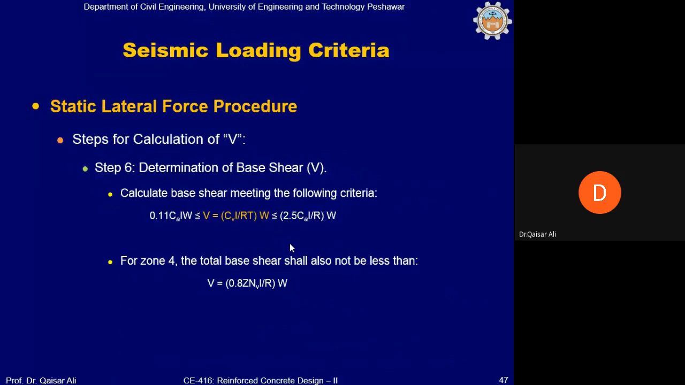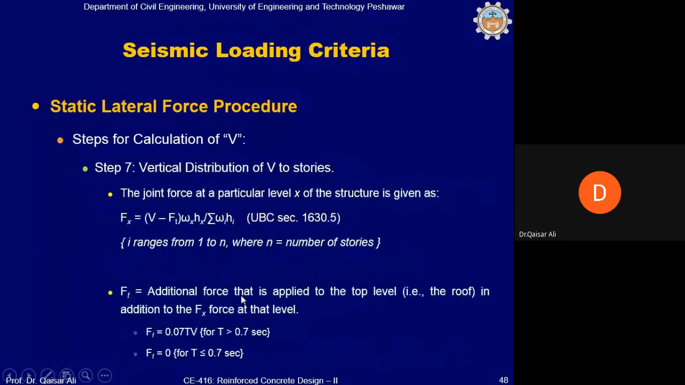Okay. In step 6, we will check whether this base shear calculated from the equation shall not be more than this and shall not be less than this. Once we calculate base shear, then we will convert this base shear into a set of forces, and those set of forces will be calculated from this equation. And once the set of forces are calculated, the set of forces will be applied at every story level to produce the same effect as if this building has been hit by an earthquake at the base.